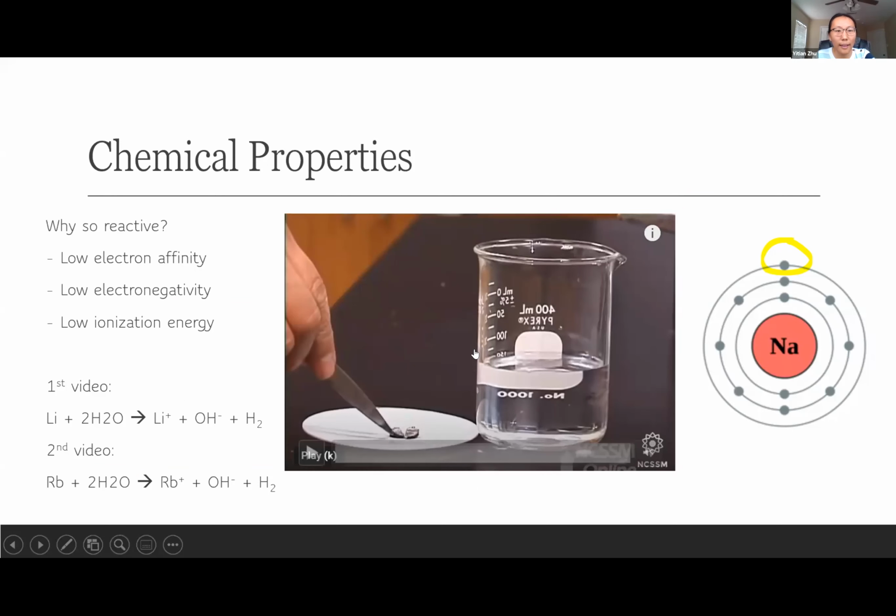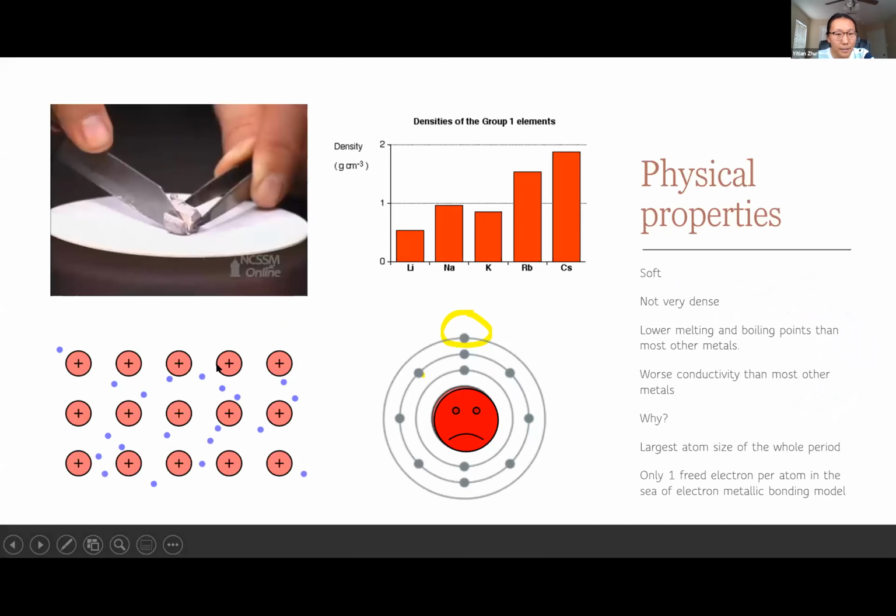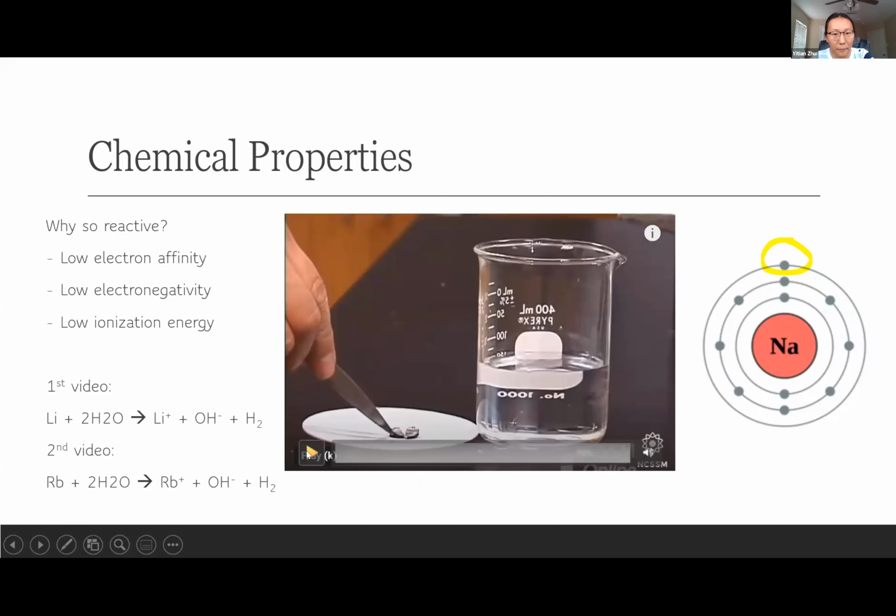So that they have a really low ionization energy. It doesn't take much effort to get rid of that top electron. So in this video, we're going to show you how they react in water. The first one is lithium, which is least reactive of them all.